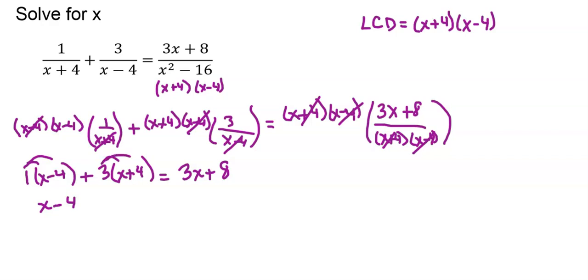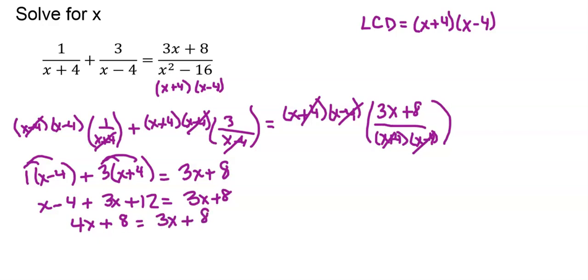3 times the x plus 4 is 3x plus 12 equals 3x plus 8. Combining like terms on the left side, x plus 3x is 4x. Negative 4 plus 12 is 8 equals 3x plus 8 on the right side. Let's get our numbers to the right. So I'll subtract the 8 from both sides.